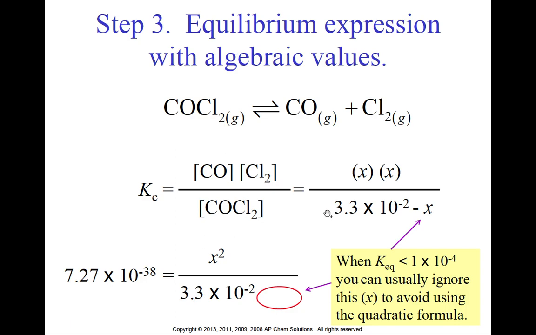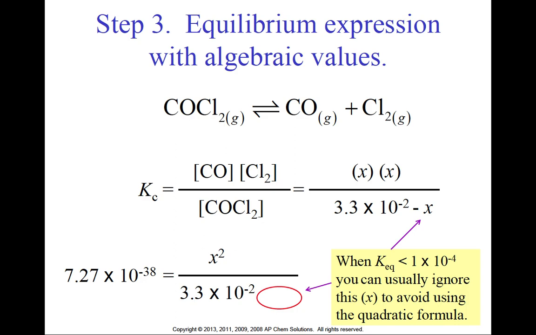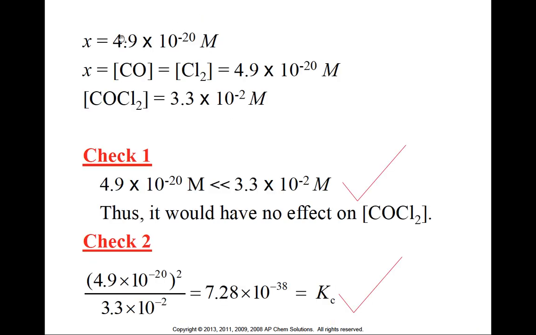So, once again, just ignore the X, because the change is going to be very, very small. And you end up with X squared over 3.3 times 10 to the negative 2 is equal to this value, which, don't forget, was given to you in the problem. Now you simply solve for X, and once again, you need to write out that the concentration of carbon monoxide and chlorine are both going to be 4.9 times 10 to the negative 20 molar, and the concentration of phosgene is going to be 3.3 times 10 to the negative 2 molar. And you can check that out and make sure that it equals this.